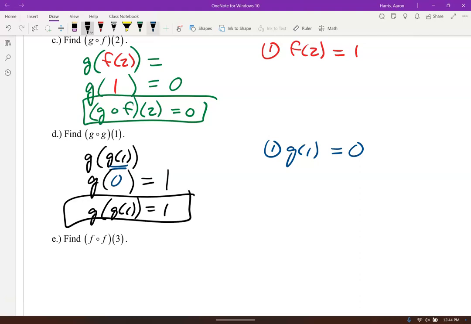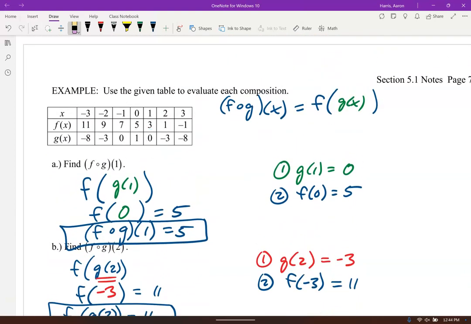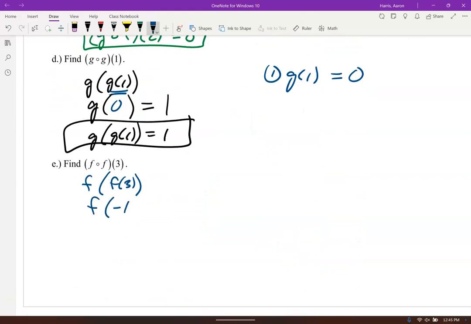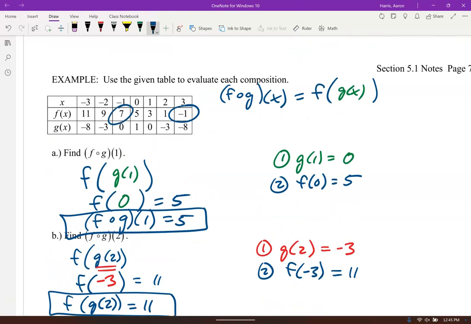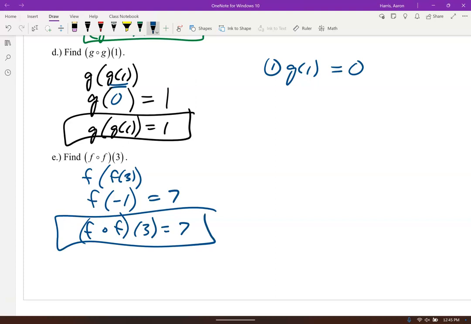Lastly, f of f of 3. So let's find f of 3. F of 3 is -1. So let's come back down. Now we're finding f of -1. Going back up, f of -1 is 7. In other words, f of f of 3 is 7.